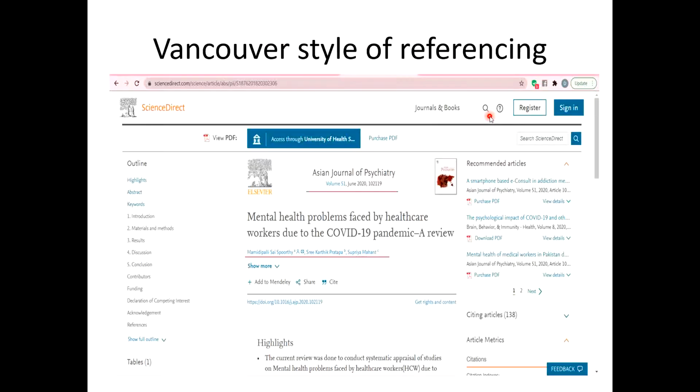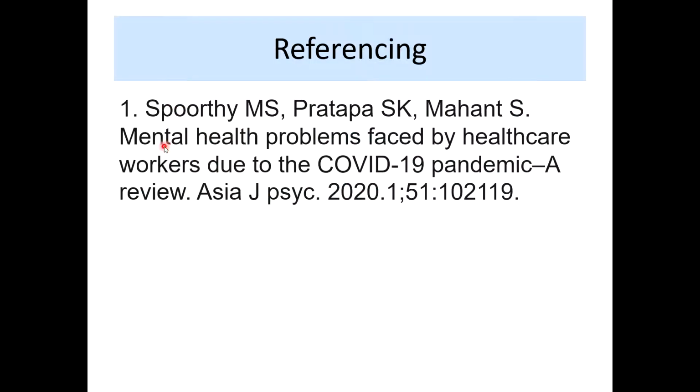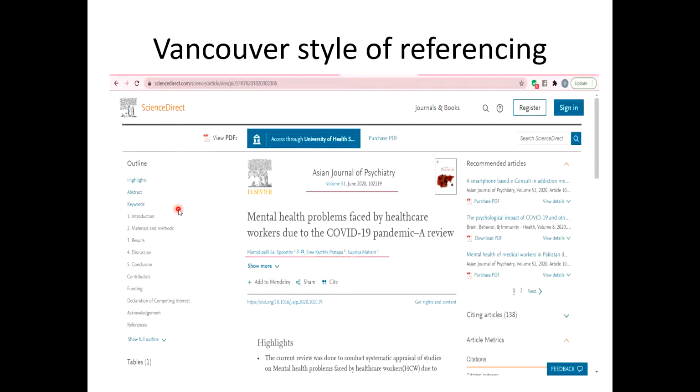I will go back and I will search what was the article's name. What was the title of the article? So the title of the article will be written here. The mental health problems faced by the healthcare workers due to the COVID-19 pandemic, a review. You cannot change the title. Fine.